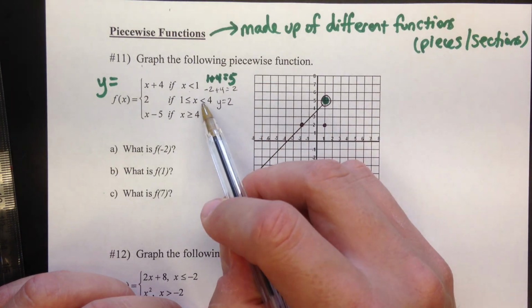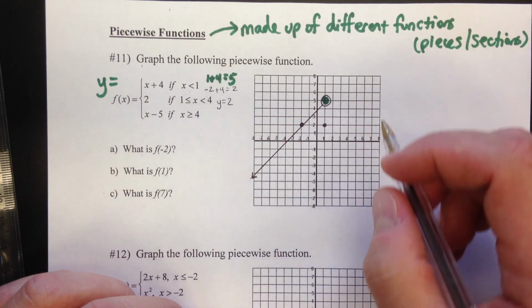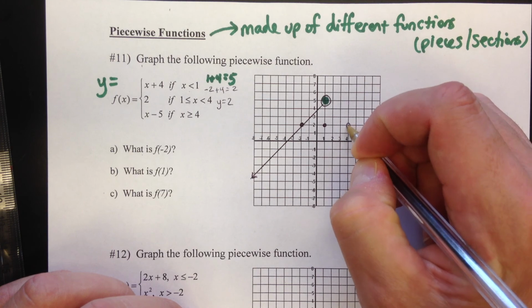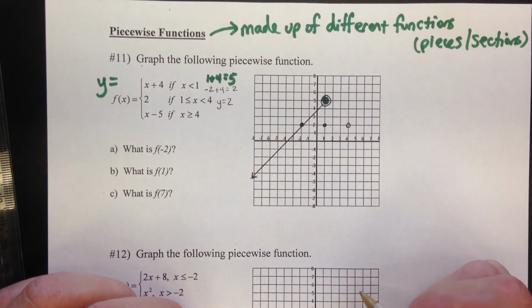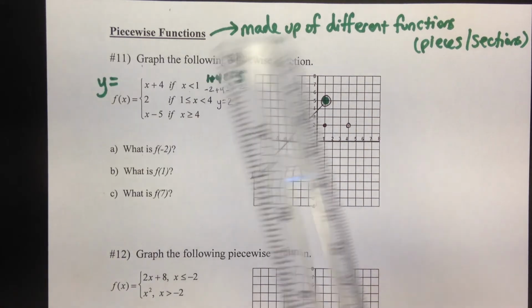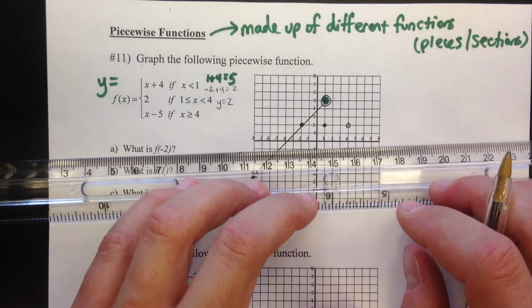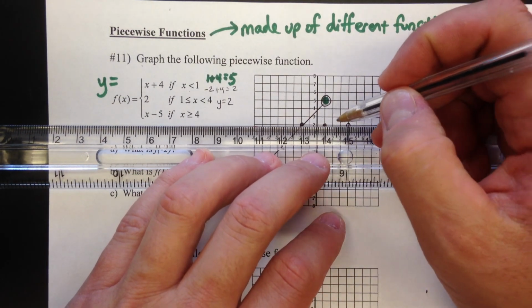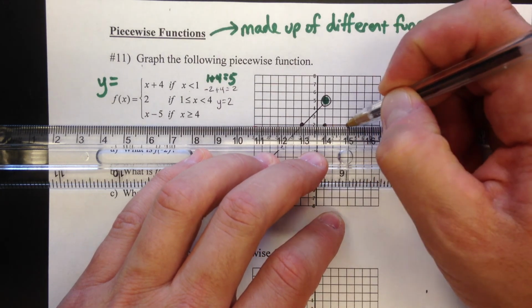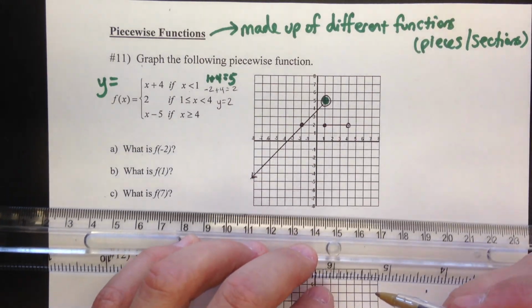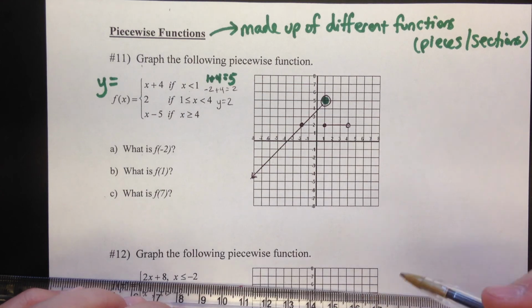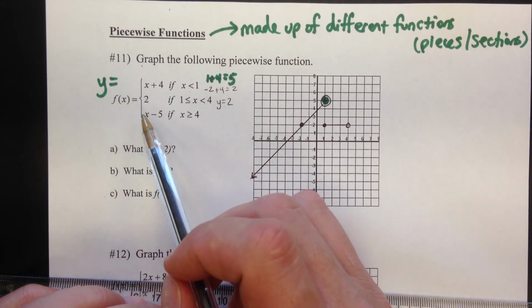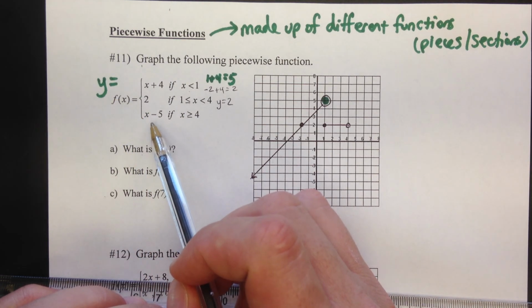But notice that it's less than, not less than or equal to. So when I graph this circle here, I'm going to make that open. Okay, that looks a little bit better. And then what we'll do is we'll draw that. Okay, so right there.